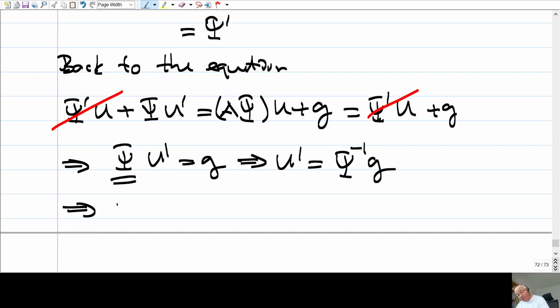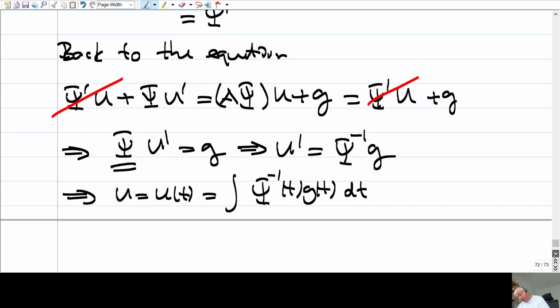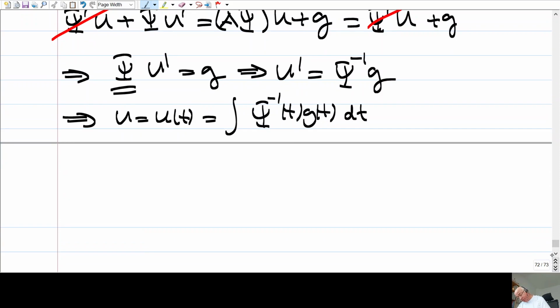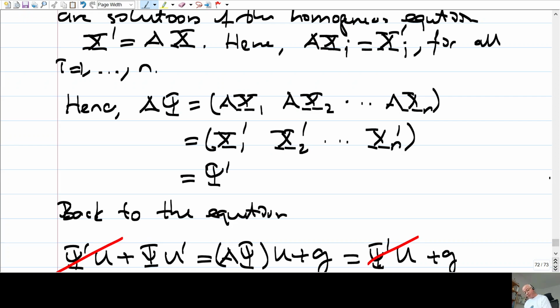From this we get u of t, just the integral of this gadget. And once we have this, hence x of g would be not x of g. I was looking for a particular solution. So the particular solution will be what?